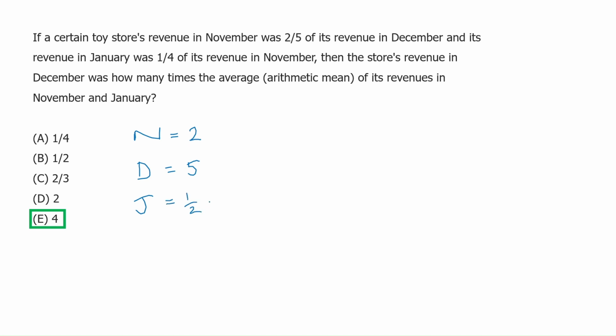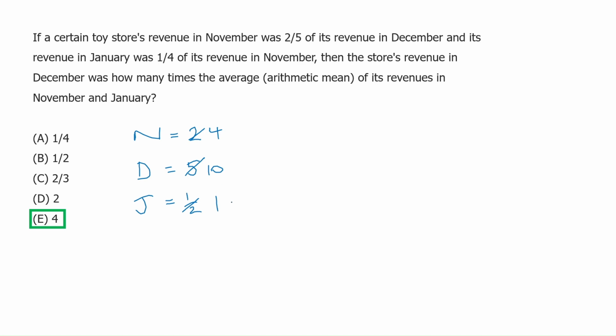Oh no, I don't really want to have to deal with fractions here, so I'm going to adjust my numbers. Let's just double them. If I make December 10, then November is going to work out as 4, and January will be 1. That's a little easier to deal with.